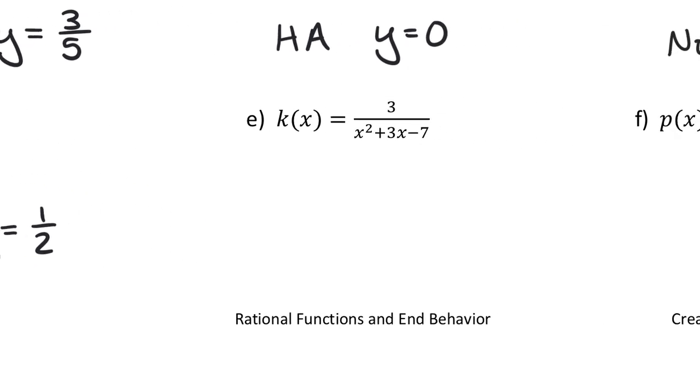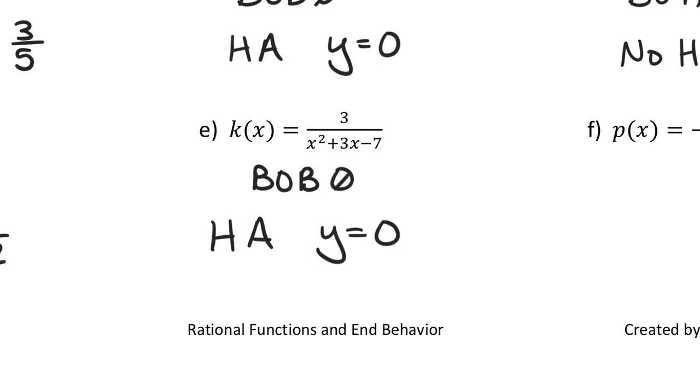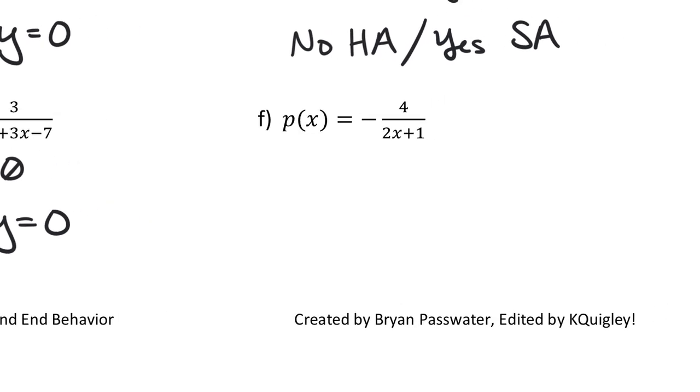Okay, how about E? Is that one Bobo, Botn, BETC? Bobo, we have degree 2 in the denominator, degree 1 in the numerator. That's a Bobo, which means we have a horizontal asymptote, and it appears at y equal to 0. That's the boundary. How about for letter F? Bobo, Botn, BETC. This is also Bobo. And Bobo, since that second O is actually a 0, again, it has a horizontal asymptote at y equal to 0.